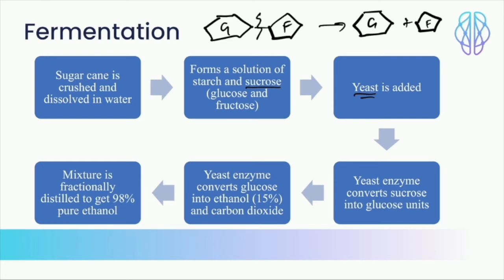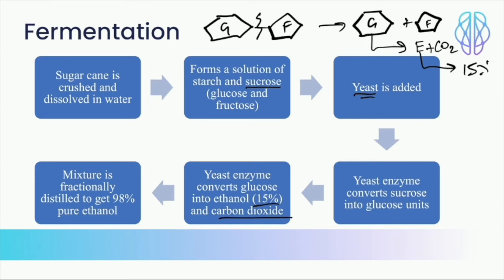So that's the first enzyme present in the yeast. The second enzyme is a bit more interesting. The second enzyme actually catalyzes the process by which glucose is fermented to form ethanol plus carbon dioxide at a yield of about 15%, which is shown here.